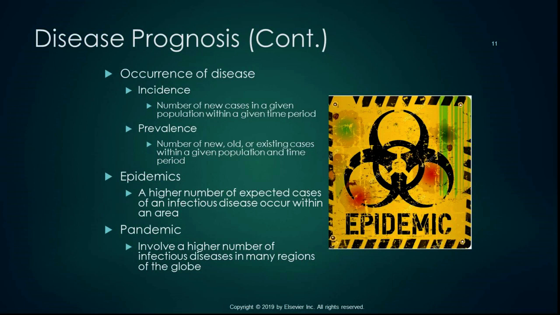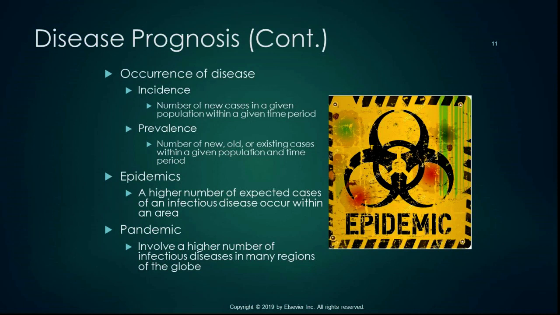Prevalence is the number of new, old, or existing cases within a given population and time period. With prevalence, it's sort of like how many people already have the disease. It's always a bigger figure than incidence. So you can say, in the case of Parkinson's, and I talk about Parkinson's a lot because I work with people with Parkinson's, it's one of my areas of specialty, the number of new cases reported within the last month would be the incidence. The number of people that already have it in the state of Washington, new, old, or existing cases, that's the prevalence. So, of course, prevalence is always going to be higher than incidence.